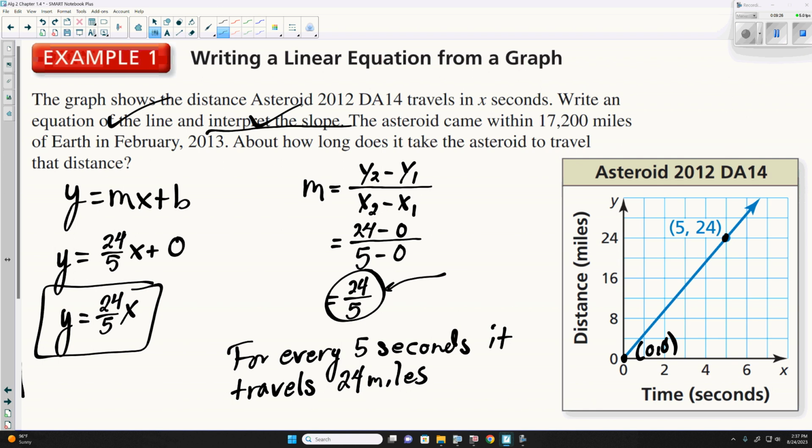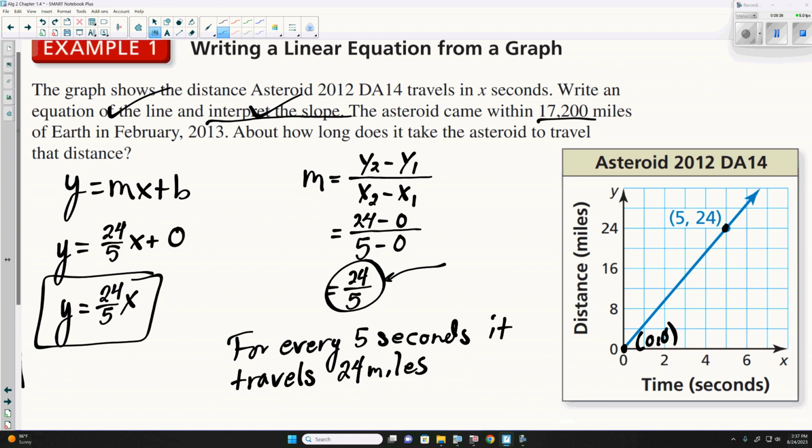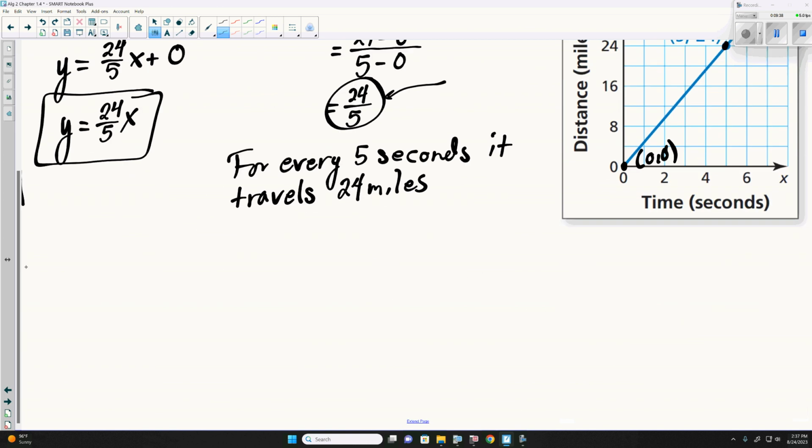So the asteroid came within 17,200 miles of Earth. About how long does it take for the asteroid to travel that distance? So we need to solve for the amount of time it takes the asteroid to travel 17,200 miles. Well, we can use the equation that we came up with to solve this. So we need to plug 17,200 into either x or y. Which one would we plug it into?